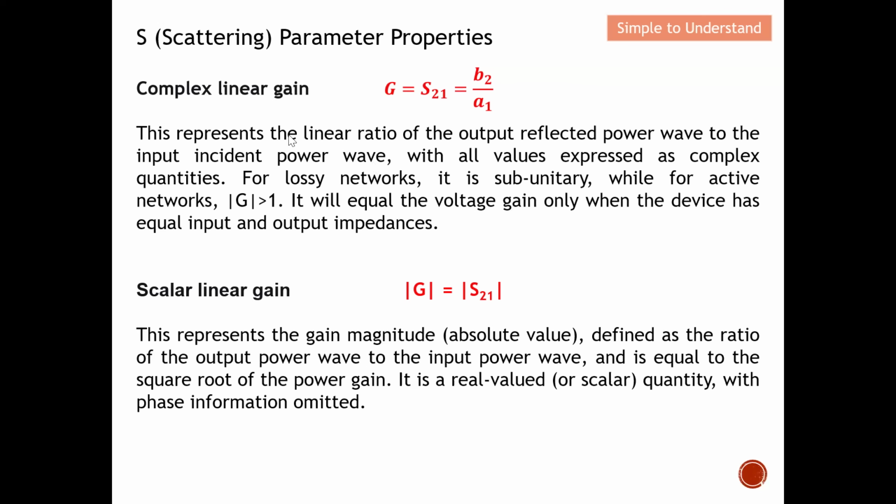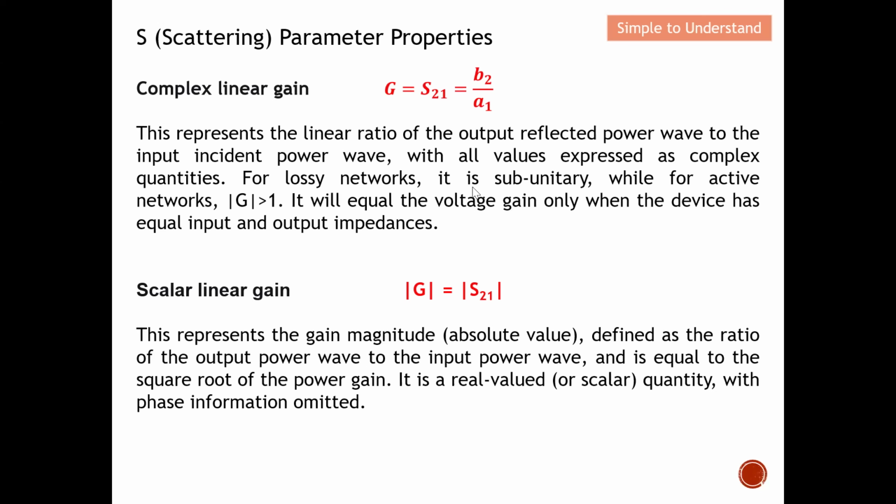power wave. Basically, you can see that this will be the output versus the input. Remember, what we mentioned earlier, this is the incident wave and this is the reflected wave. So how you obtain the gain is from this equation here, which is the ratio of the output reflected wave to the input incident power wave, with all values expressed as complex quantities. These two numbers must be complex. You cannot just insert the magnitude. So this is the full, complete way to describe S parameters using the complex linear gain.